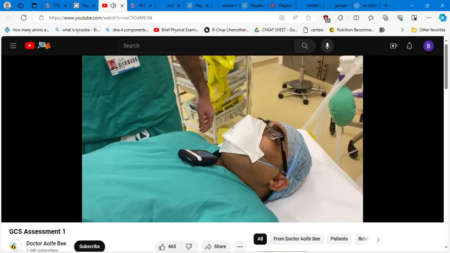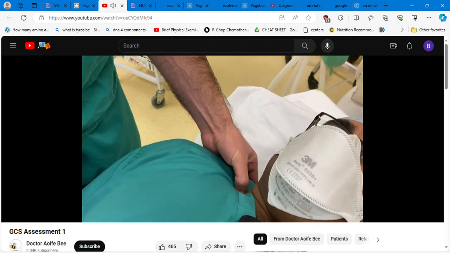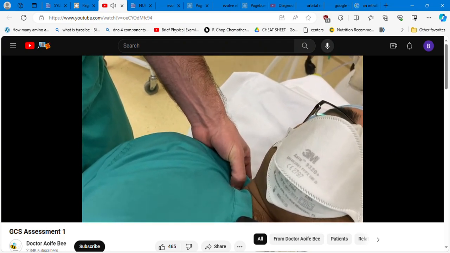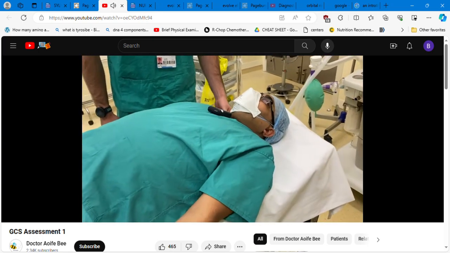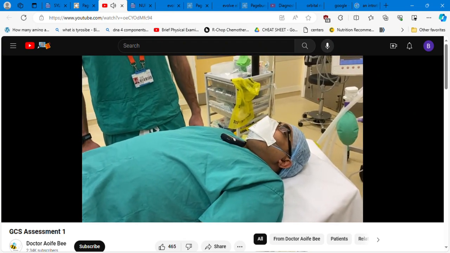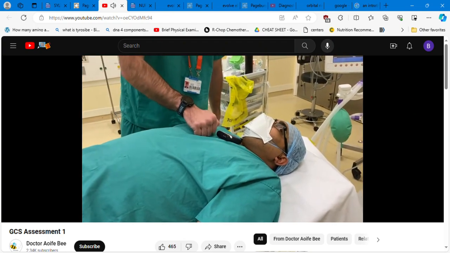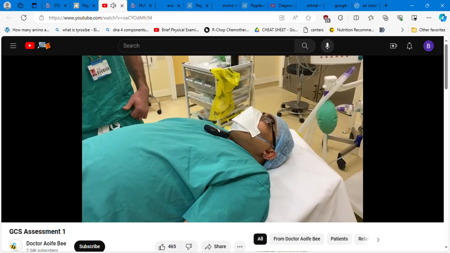Our other option for painful stimulus is trapezius. So see how firmly Irla would squeeze on the trapezius muscle. We don't tend to do sternal rubs anymore, so where someone used to put the knuckles on the sternum and give a good firm rub up and down the sternum, it can damage tissue, particularly if you're doing it again and again, so we don't do it so commonly.